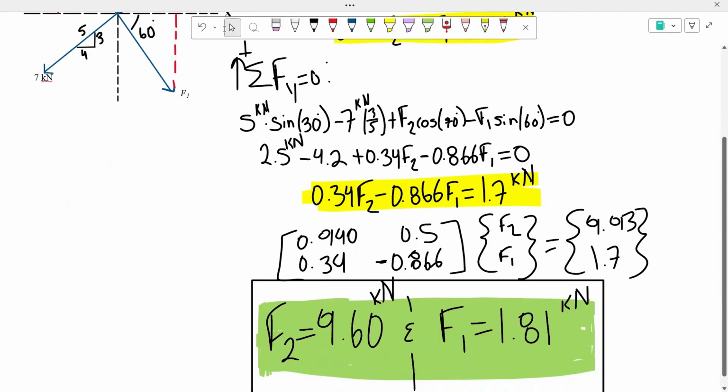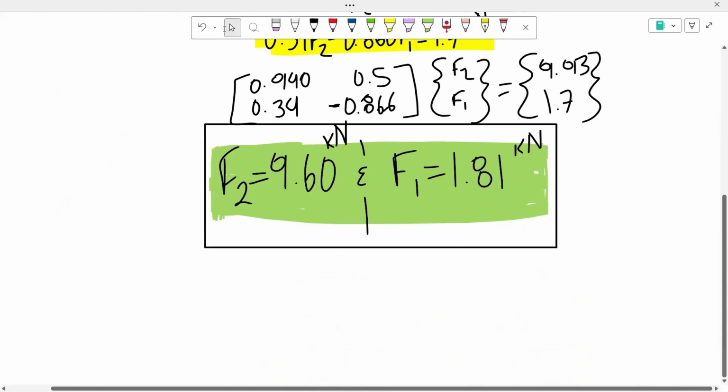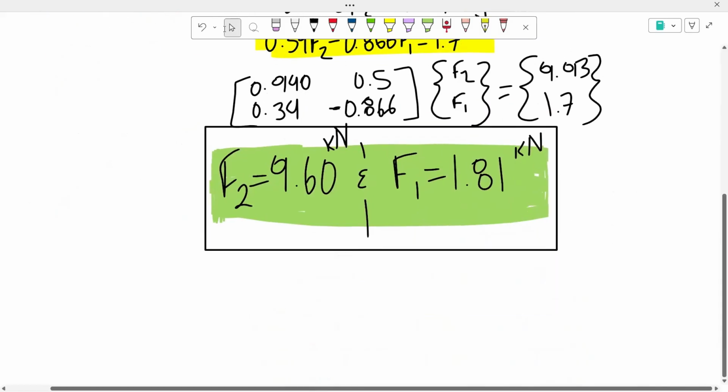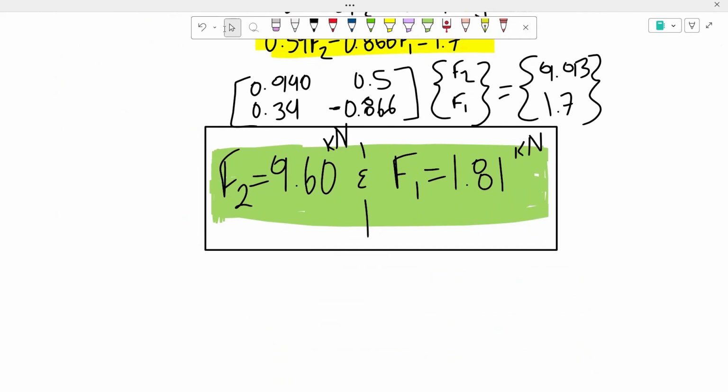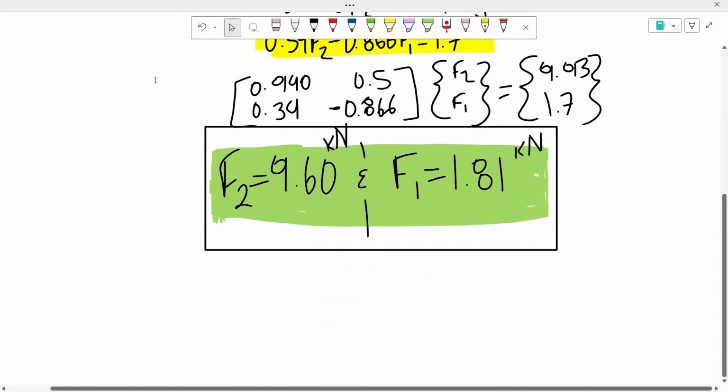And remember, these are just equilibrium equations. And once you solve for them, you should get that F2 is equal to 9.6 kilonewtons and F1 equals 1.81 kilonewtons.